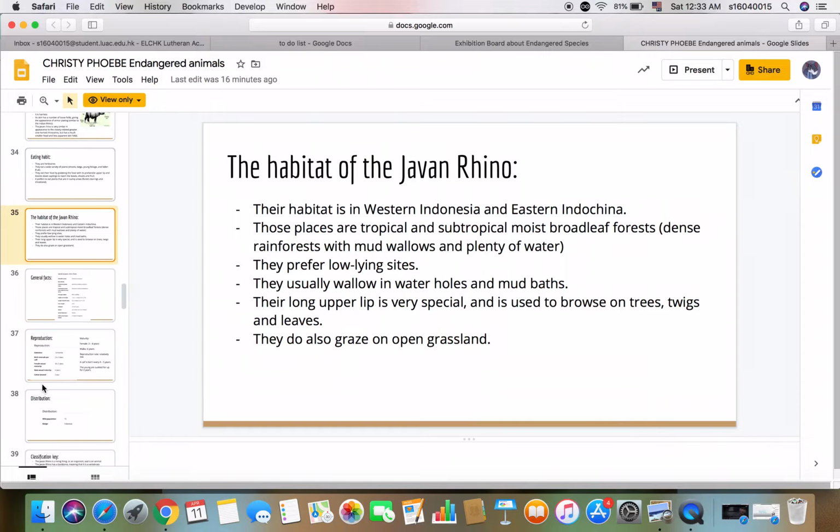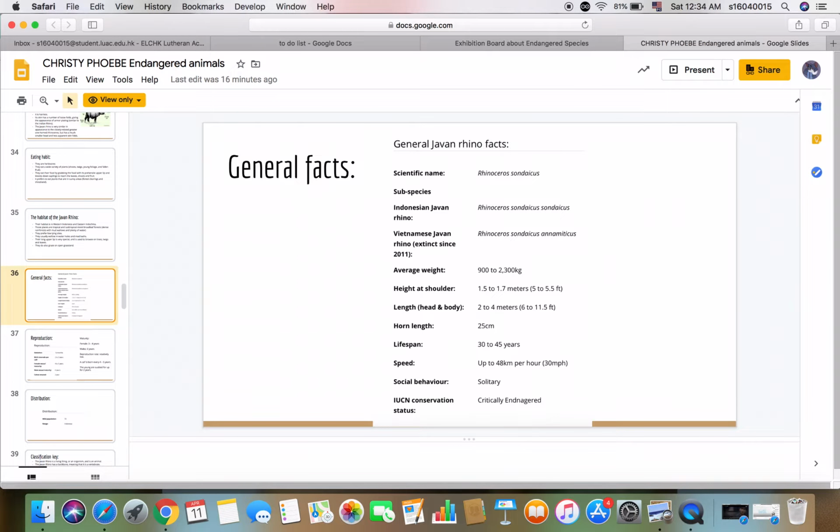The habitat of the Javan rhino is in western Indonesia and eastern Indochina. Those places are tropical and subtropical, moist, broadleaf forest, which means that they are dense forest with mud wallows and plenty of water. They prefer low-lying sites and usually wallow in water holes and mud baths, and their long upper lip is very special and is used to browse on trees, twigs, and leaves, like I've mentioned before, and they also graze on open grassland.